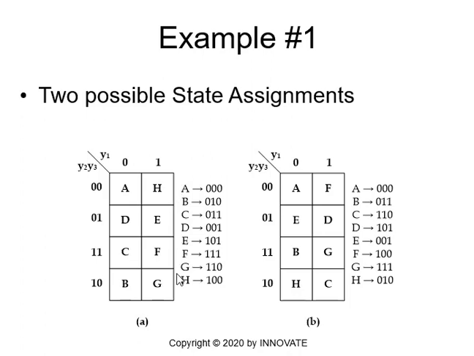Once we have all the states laid out, A is 0, 0, 0. B is 0, 1, 0. C is 0, 1, 1, so 0, 1, 1 will be assigned to C. And so on. H will be assigned 1, 0, 0. So we have the first option of state assignment. Let's try to do better.